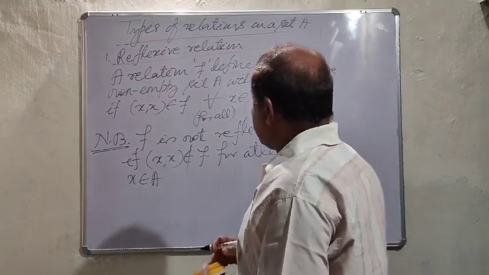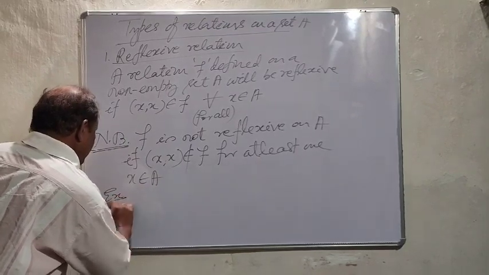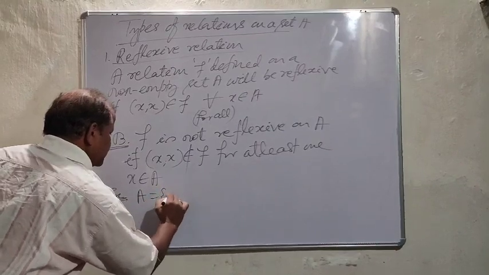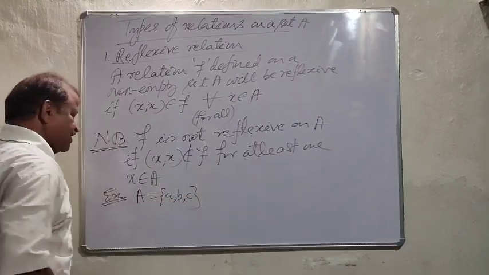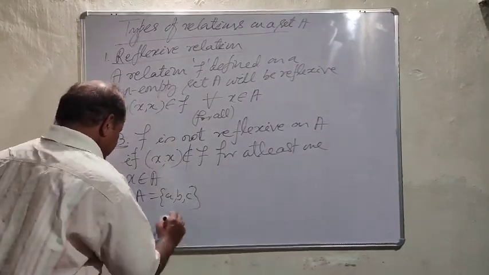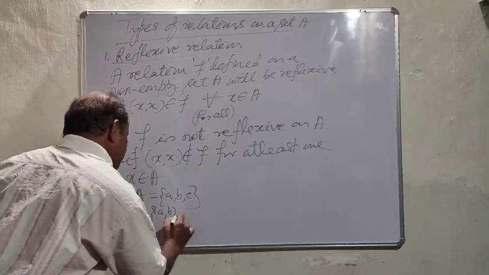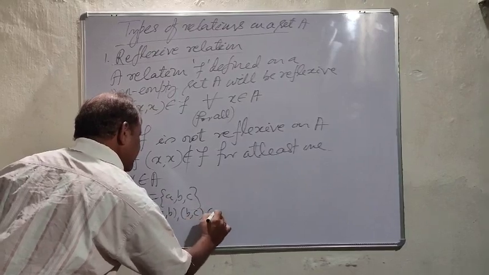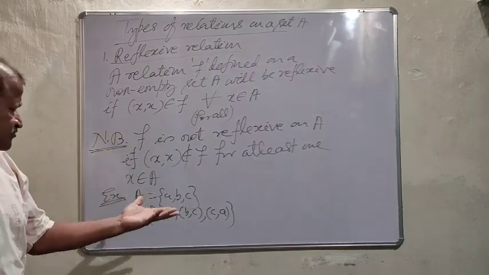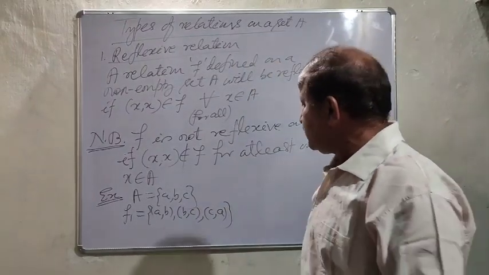Suppose we take an example. Say our set A was {A, B, C}, right? And perhaps F1 was {AB, BC, and CA}. You see, it is not reflexive. It is not reflexive. Why?